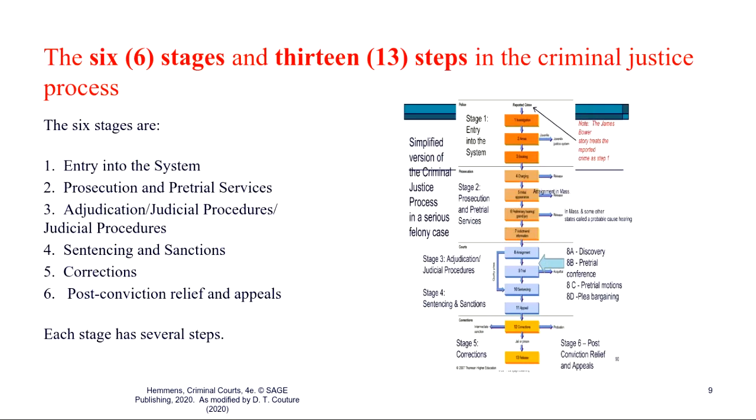So 6 stages: entry, prosecution and pretrial services or pretrial proceedings, adjudication, judicial procedures. The courts are involved in all of this. And then if there is a conviction, either by plea or by trial, then it moves to the corrections phase and then to the post-conviction relief or appeals.